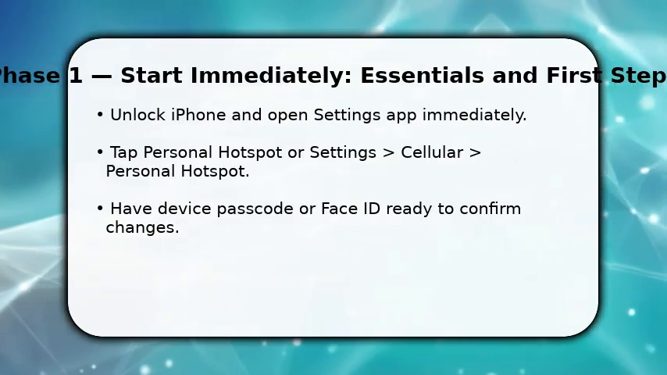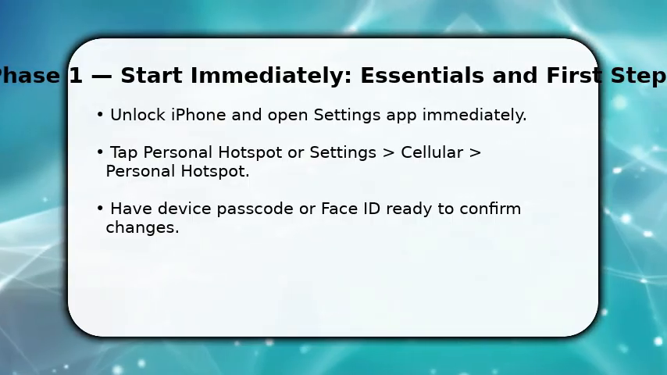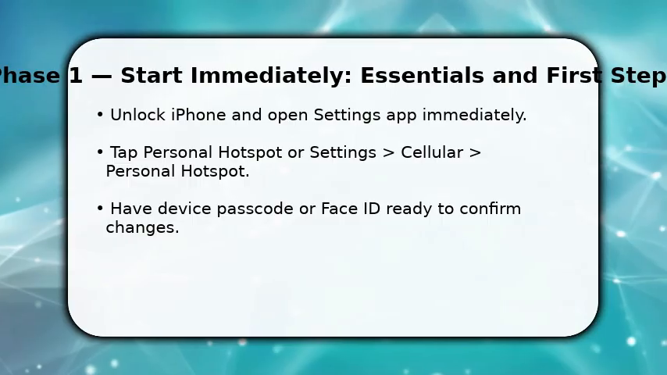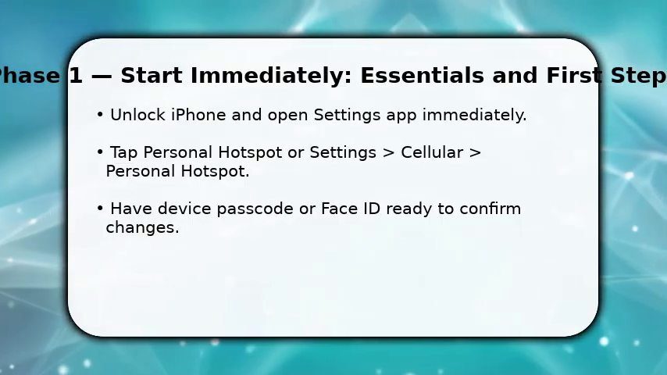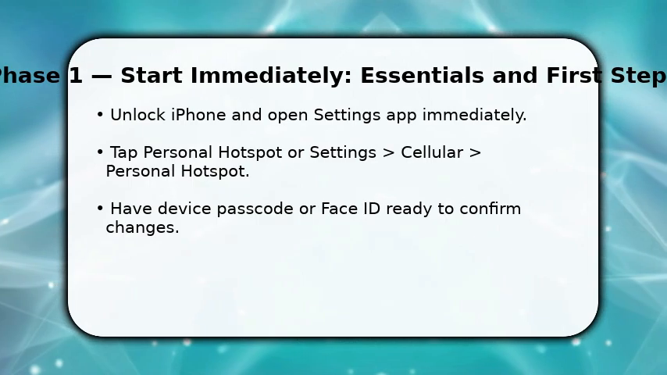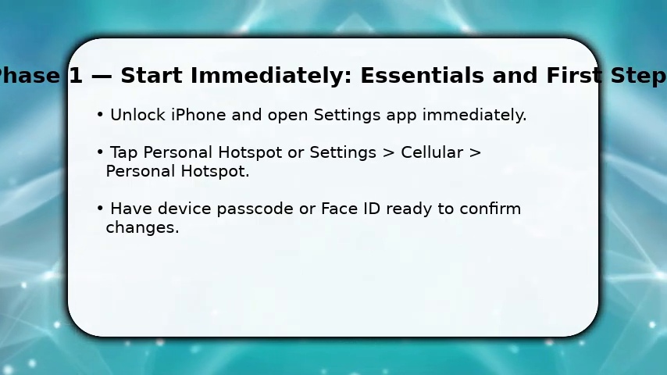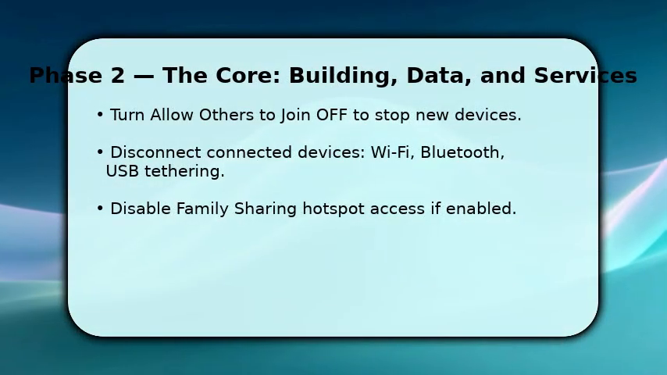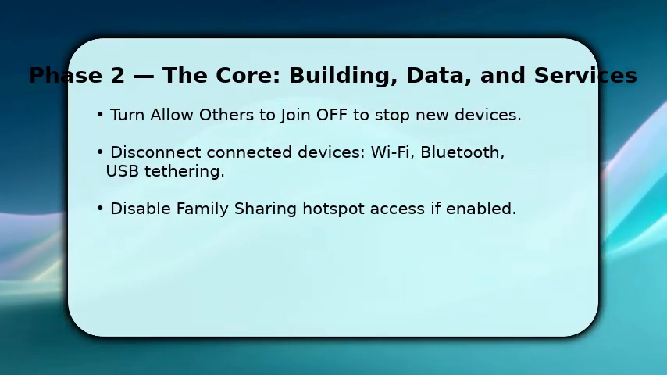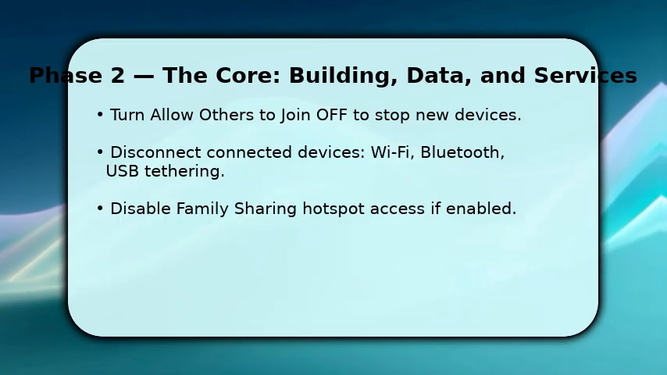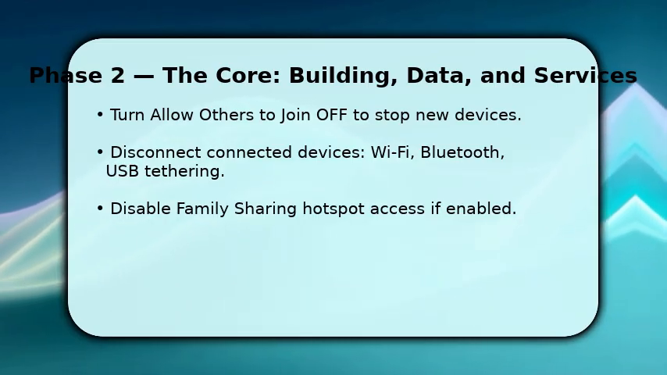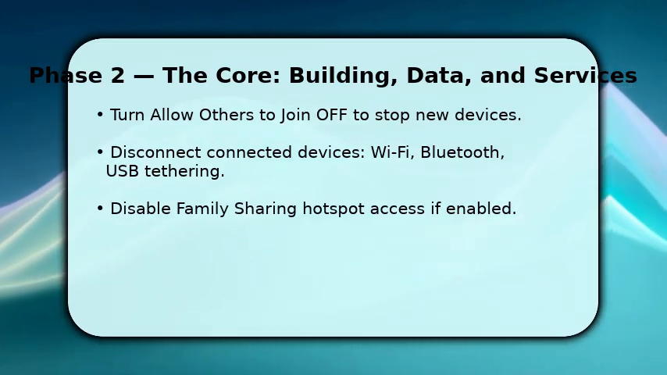Make sure you use Face ID or passcode if prompted, because the phone requires confirmation. This step disables advertising of the hotspot and prevents other devices from discovering your connection. Once the hotspot toggle is off, disconnect any currently connected devices. Turn off Wi-Fi and Bluetooth tethering on those devices, unplug USB tethering, and confirm no active clients remain.